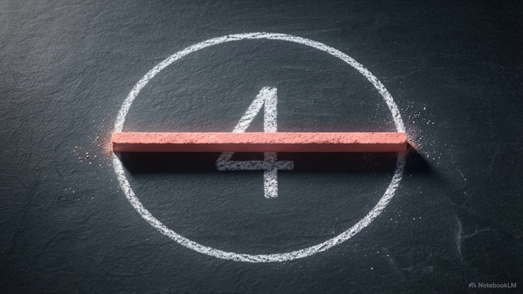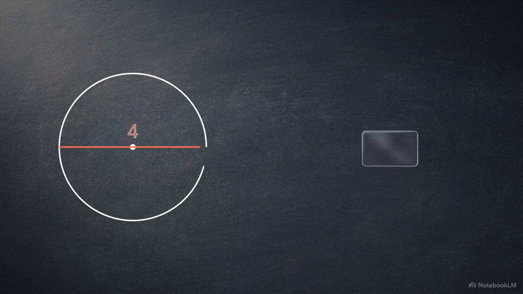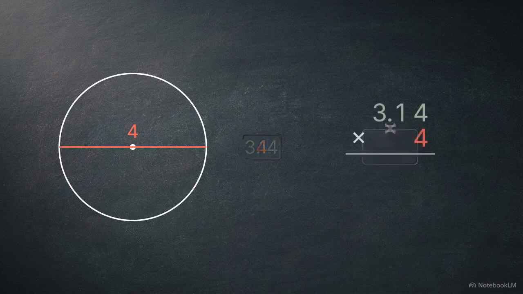Let's apply everything you've learned. We are going to calculate the circumference of a circle with a diameter of 4. On the right side of this split screen, we start our workflow by writing out the empty base formula. Next, we substitute our specific values. We choose the decimal version of pi, 3.14, and multiply it by our diameter of 4.